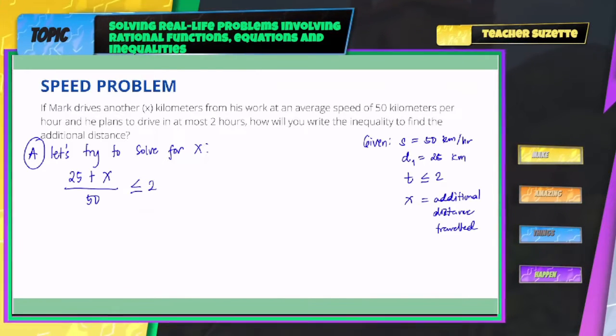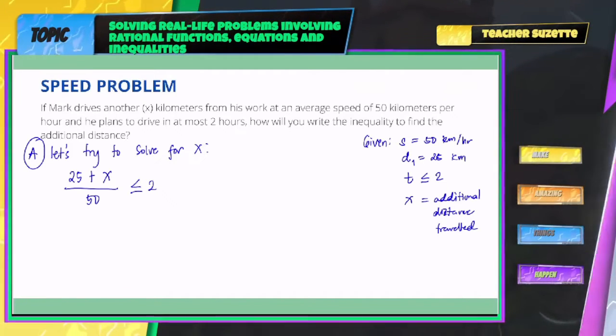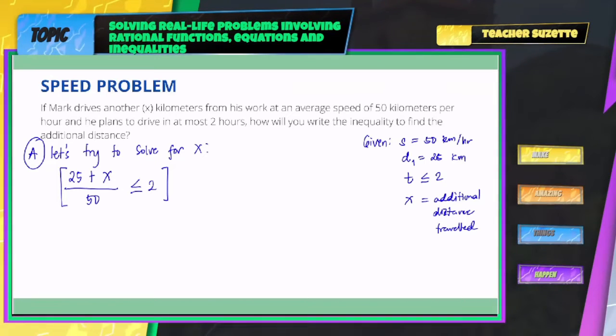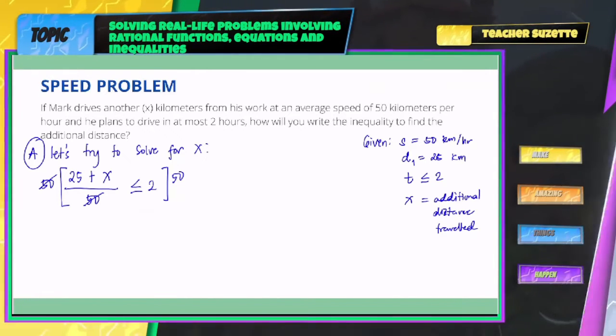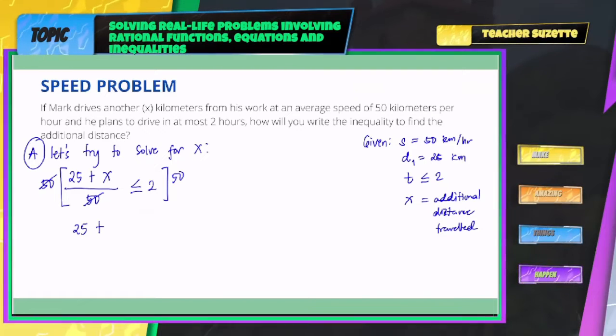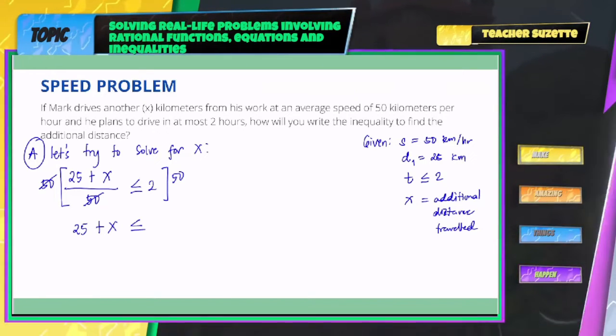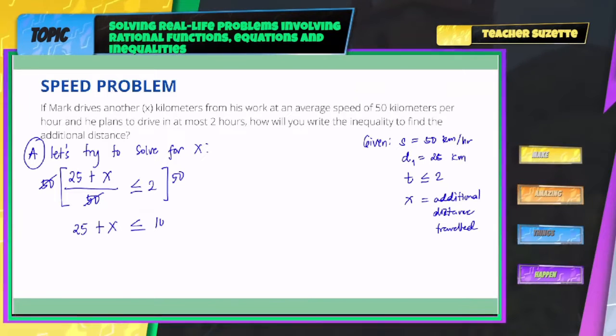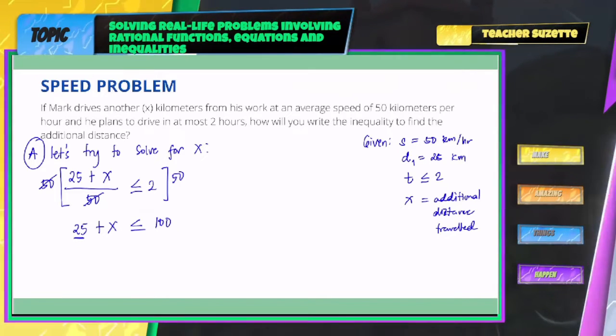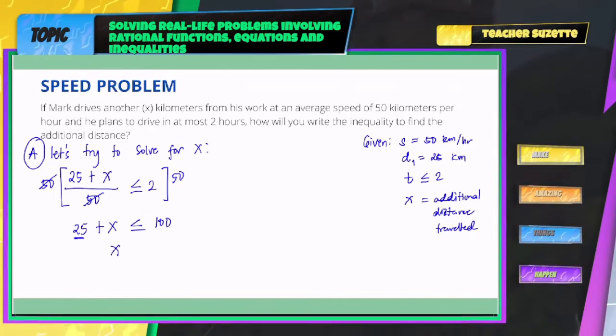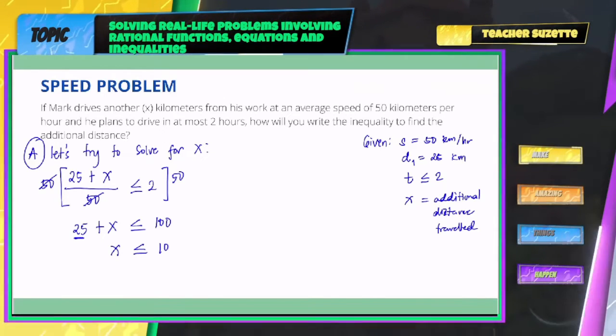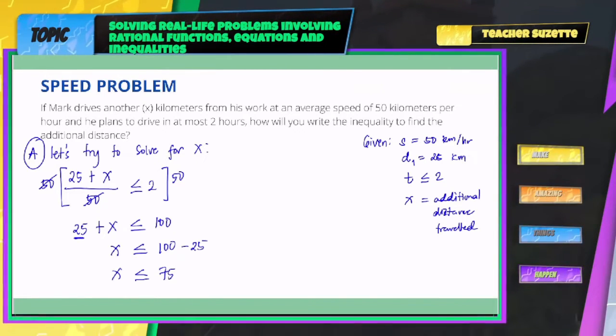To solve our inequality, first thing we have to do is to remove our denominator by multiplying both sides by 50. So, 50, dito sa ating left side, maka-cancel. Then, we will have 25 plus X less than or equal to 2 times 50 is 100. Then, transpose natin itong 25 to isolate our X sa isang side. So, that is 100 minus 25. And then, we will have now X is less than or equal to 75.